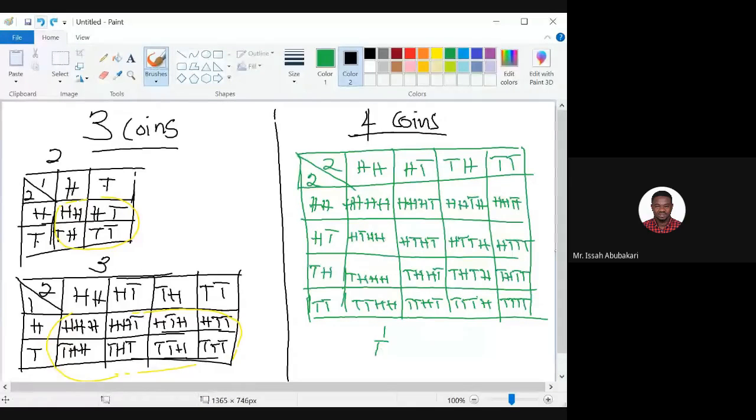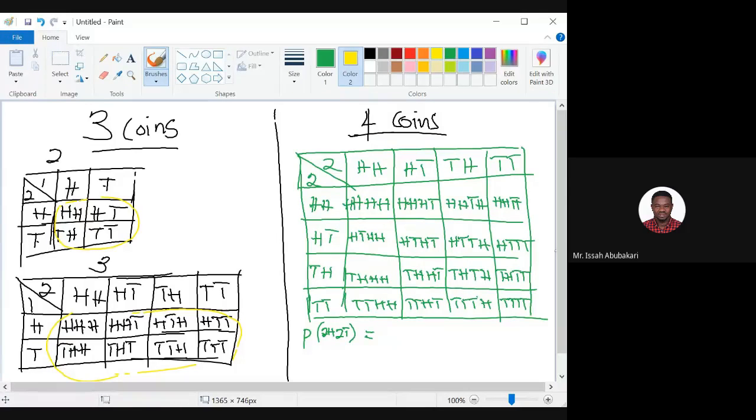So let's make it formal. Question 1. What is the probability of getting 2 heads, 2 tails? Who wants to try this one? 2 heads, 2 tails. 4/16. You said 4, right? 6, teacher, 6.